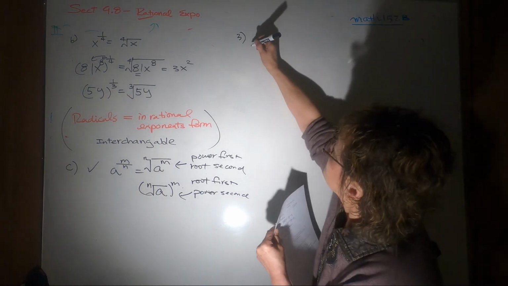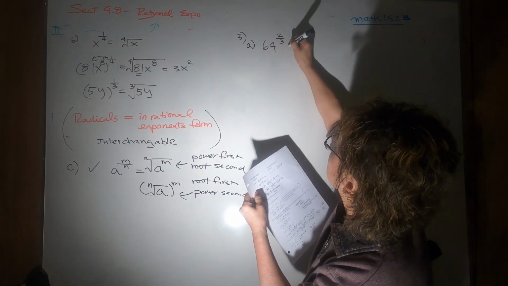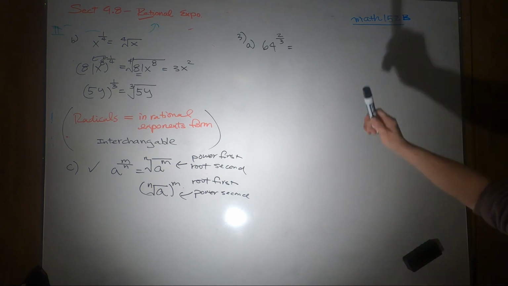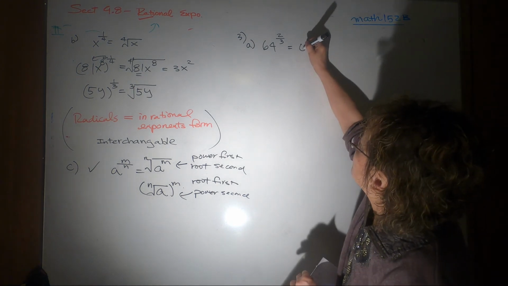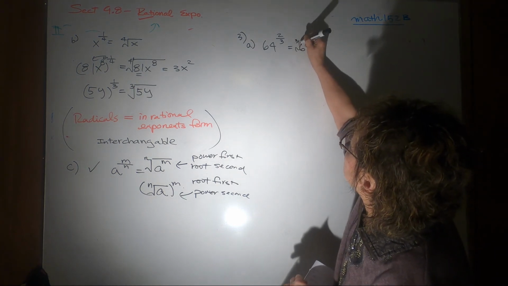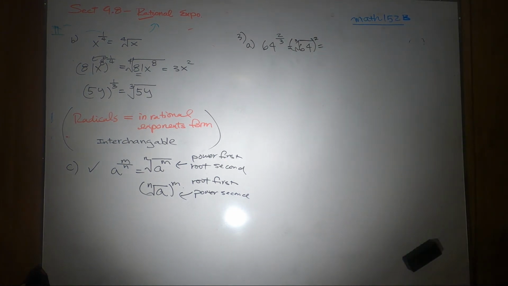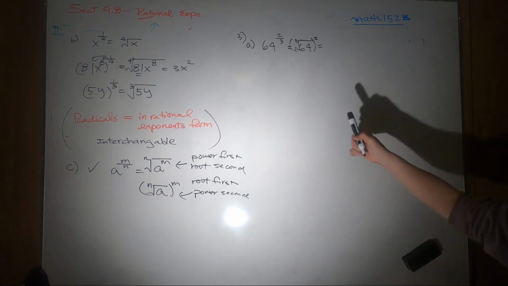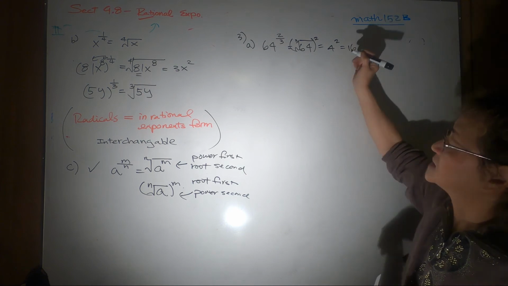Okay? So if we have 64 to the 2/3, right? The top one is the power, the bottom one is the root. But if you take the power first, the second power of 64, that's a big number. So instead of doing that, we usually do the root first. Make the number smaller, easier to handle, right? So the third root of 64 is 4. 4 take a square, it's 16.